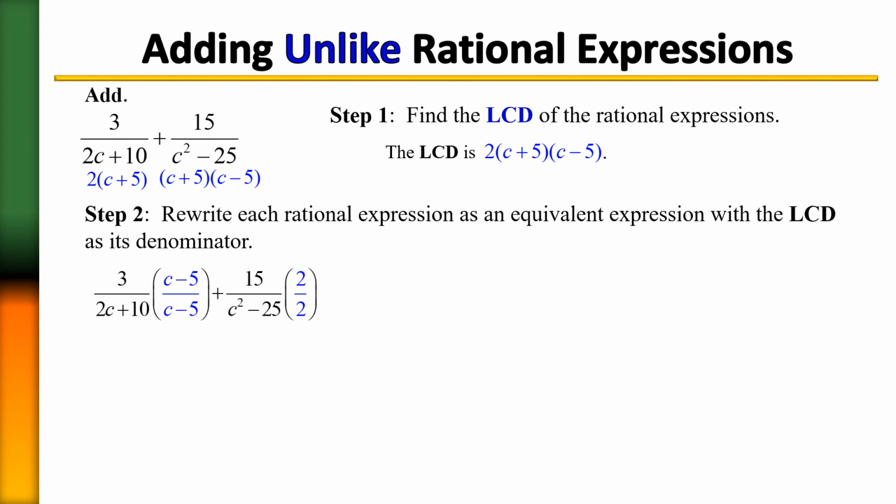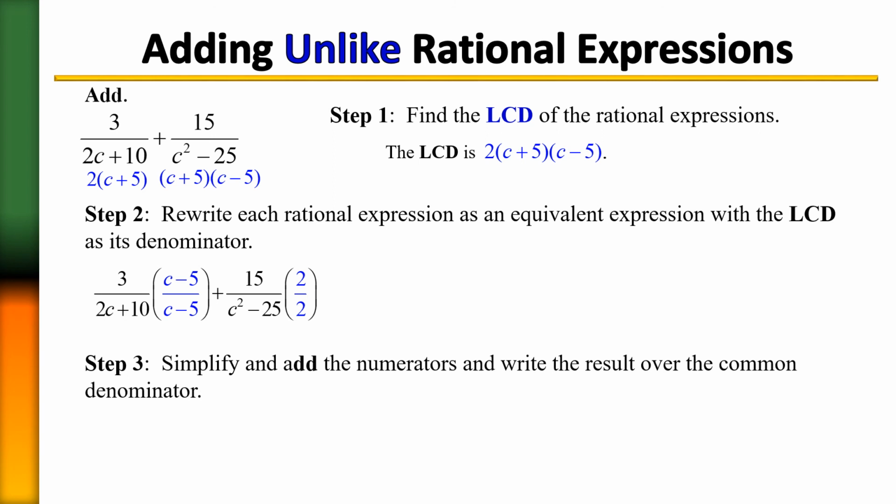So there you have it. On the first expression, I'm going to distribute that 3 times c, and then 3 times negative 5. And on the second expression, all I need to do is multiply 15 times 2. And all of that is going to be over their common LCD. So there you have it.